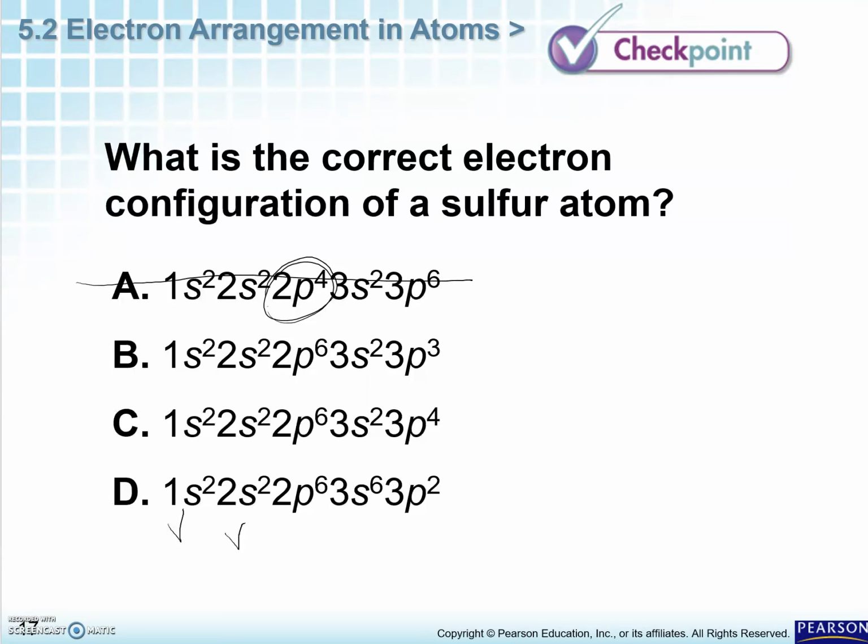Now we're down to 3 options here. We have all of these 3 saying that our 2p6 is completely full. Check. Our 2s, whoa, we can never have that many electrons in our s sublevel, so that one's gone. And finally, we can count to figure out that B does not have enough electrons.